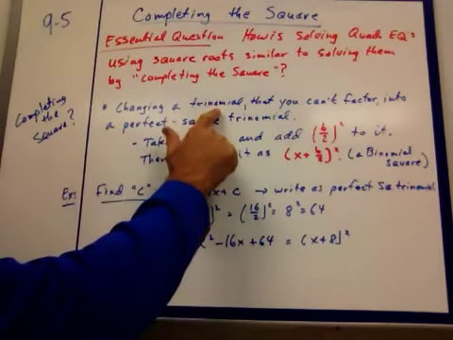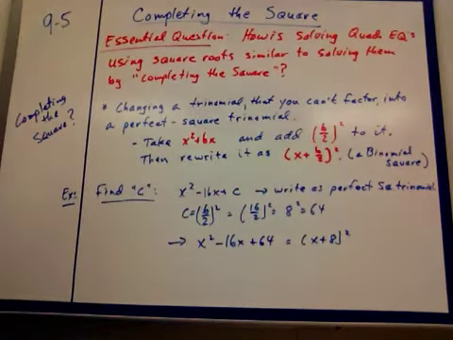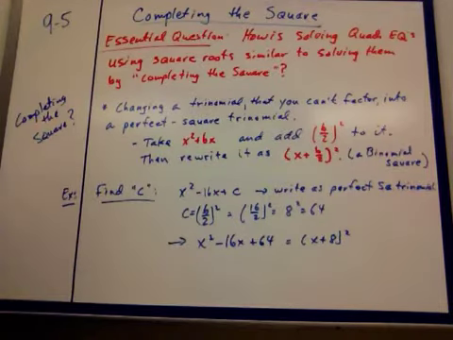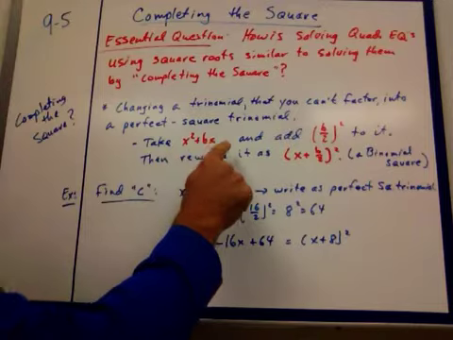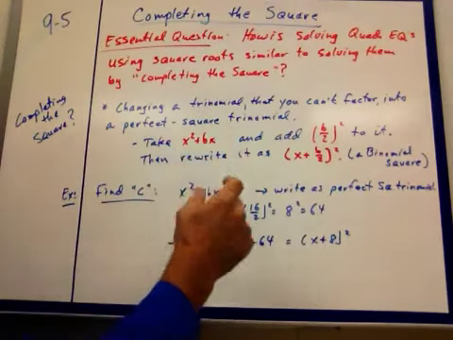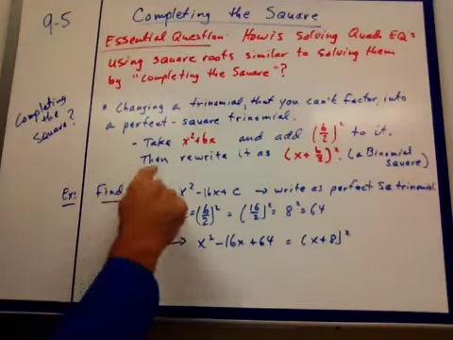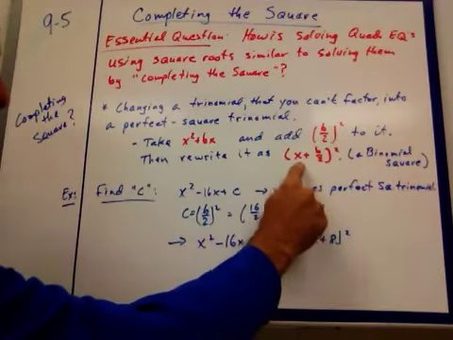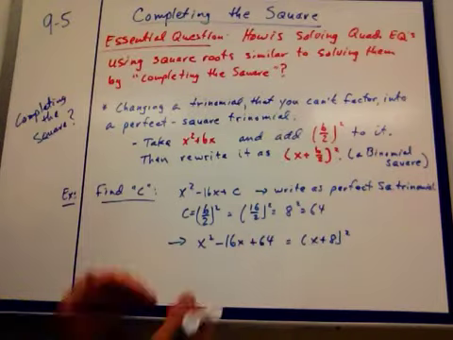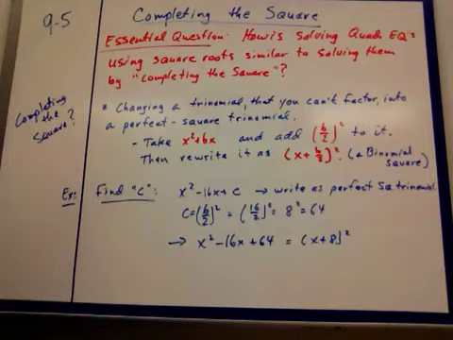And you do it by changing your trinomial that you can't factor into a perfect square trinomial. What you do is you take the x squared plus bx part of it, whatever that is, and then you add to it the b over 2 squared, whatever that is, take half of it and square it, and that becomes your c term. Then you can rewrite it as x plus b over 2 quantity squared, what we call a binomial square. So you can take this trinomial and write it like this, and then you can solve the problem, okay?